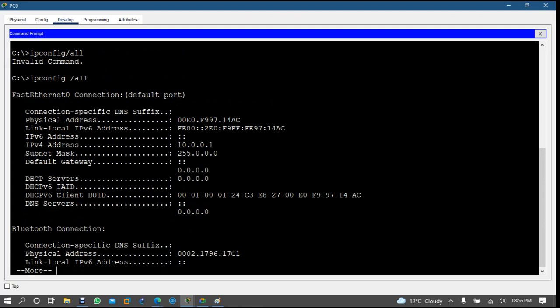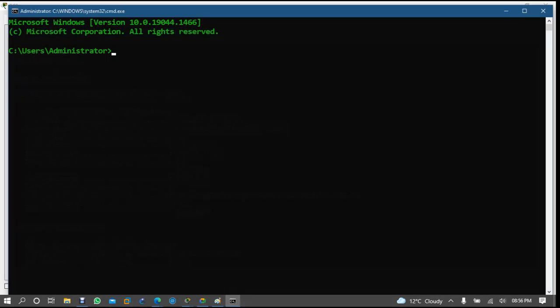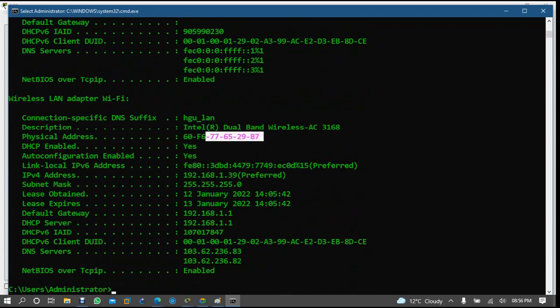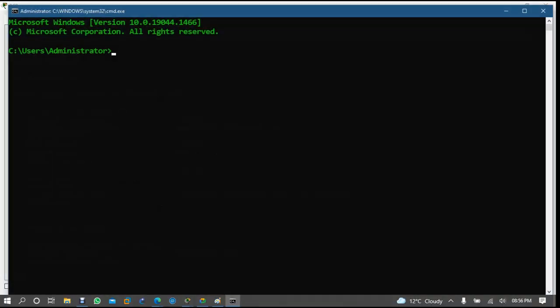See here, this is a simulation, and this command is asking for a space. But if you come to a real computer and type ipconfig with no space like this, it will work, and it shows your MAC address. If you put the space in the real device, it will not work. In the simulation, which is Packet Tracer, it works with the space.